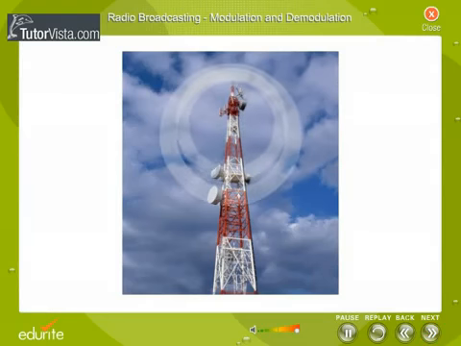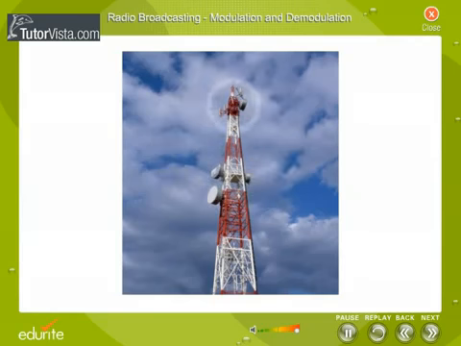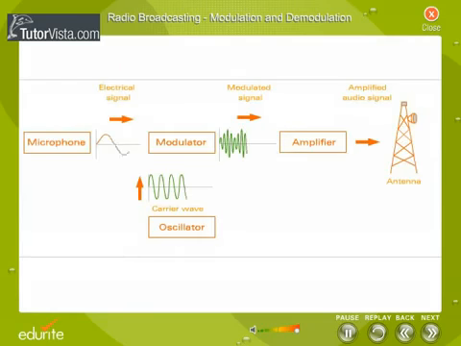Modulation of waves in radio broadcasting. A radio station generally broadcasts speech or music. These audio signals are weak and die away with distance. The audio signals are converted into electrical signals by a microphone and then amplified.